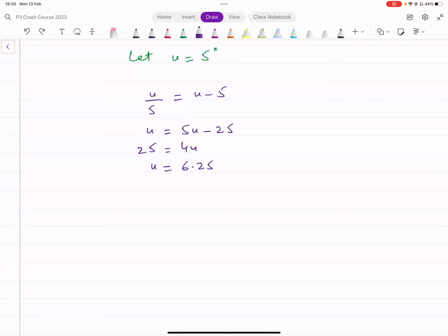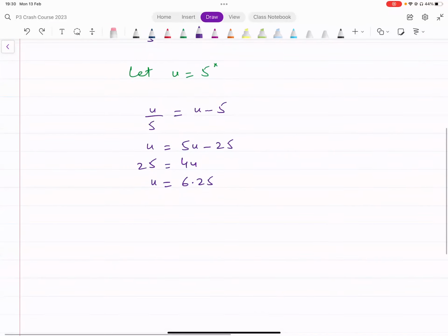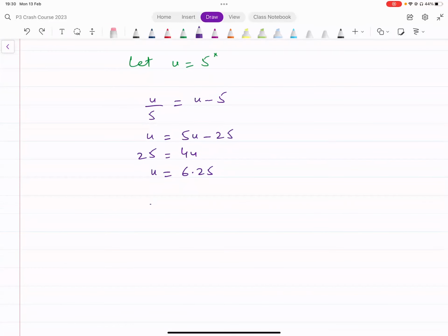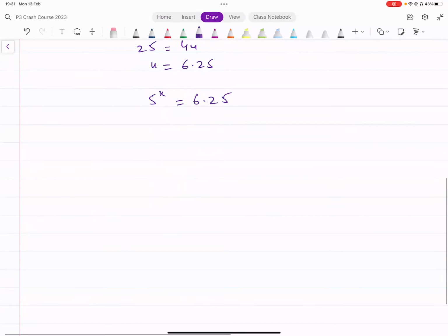And now using this value of u, you can find the value of x, because what was u essentially? u was just 5 raised to power x. So 5 raised to power x equals 6.25. This is a simple equation that you can solve now using logarithms. Take log on both sides. That gives you ln 5 raised to power x equals ln of 6.25.